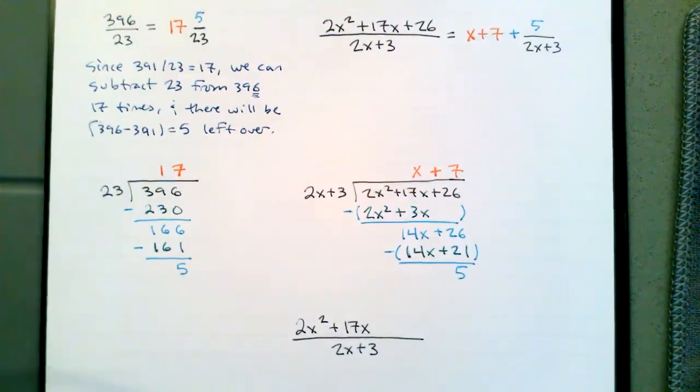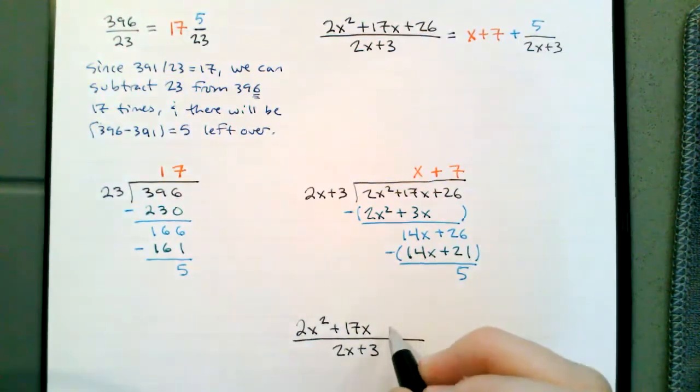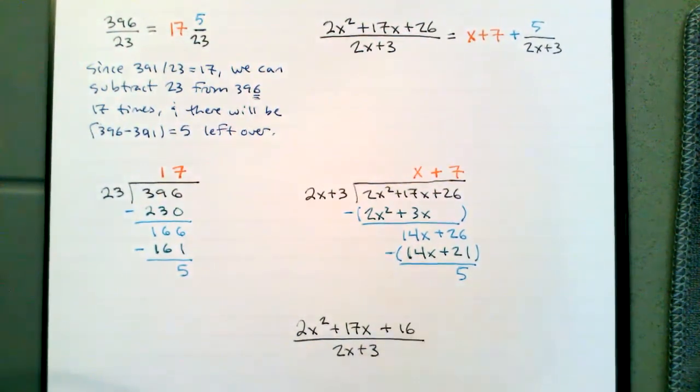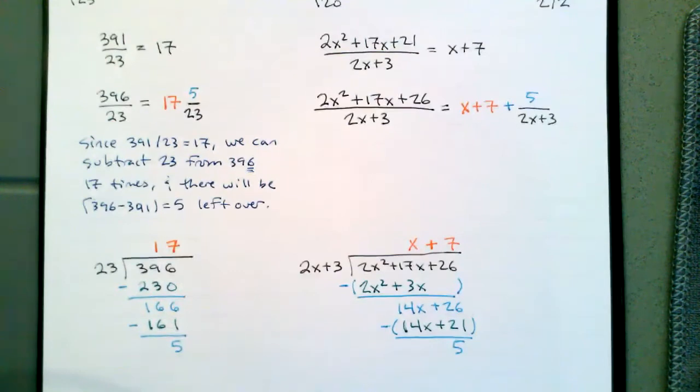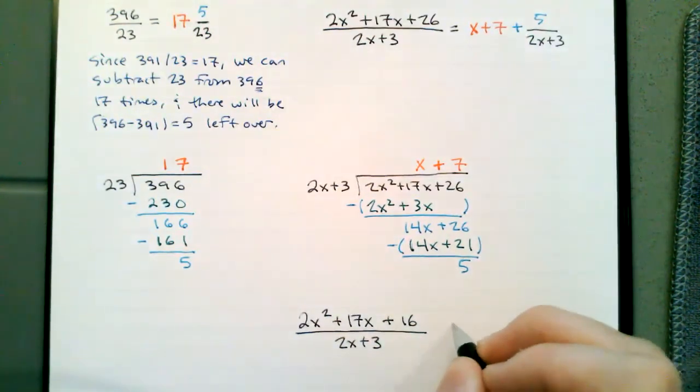So if I take 2x squared plus 17x plus 26 divided by 2x plus 3 and then modify it to 2x squared plus 17x, let's say, plus 16, and divide by the 2x plus 3, especially if I give you this problem after these two problems, we should recognize that the things that we're going to want are the 2x squared, the 3x, the 14x, and the 21. And so that when we divide, we're still going to get an x plus 7.